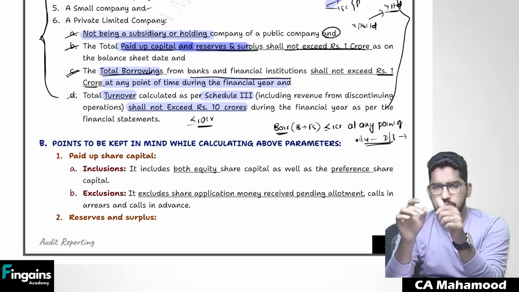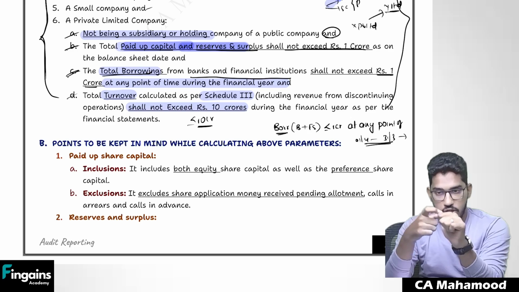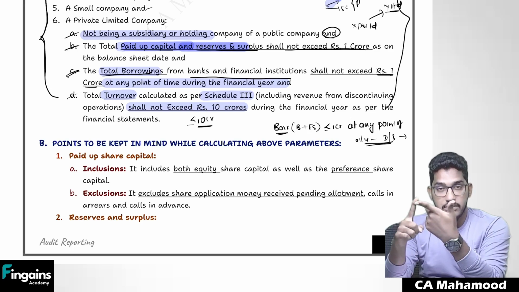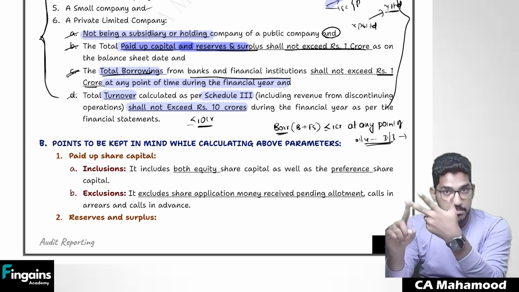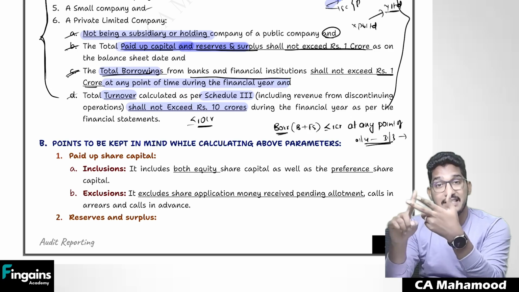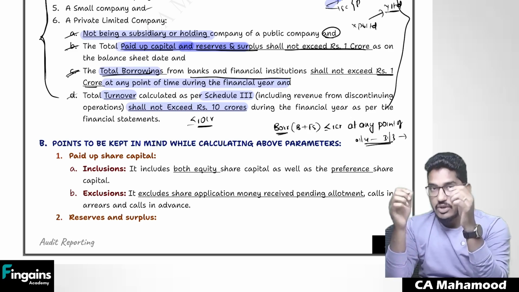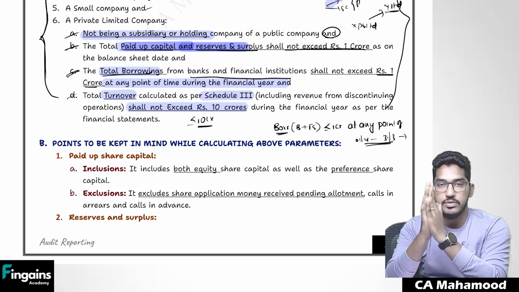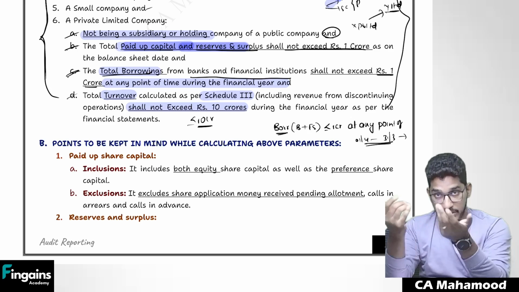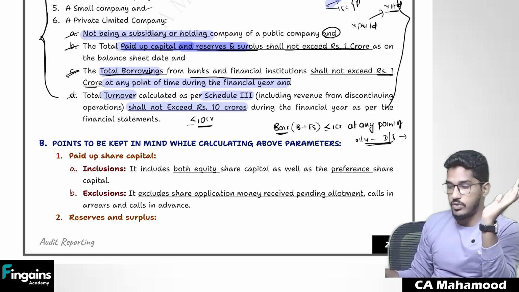So what are those 4 conditions? Very important. Number 1, not being a subsidiary or holding of a public company. Number 2, paid up capital and reserves and surpluses shall not exceed 1 crore as on the balance sheet date. Number 3, the borrowings from banks and financial institutions shall not exceed 1 crore at any point of time during the financial year. And finally, the turnover should not exceed 10 crore rupees. If all these 4 conditions are satisfied by your client company, you need not report on CARO.